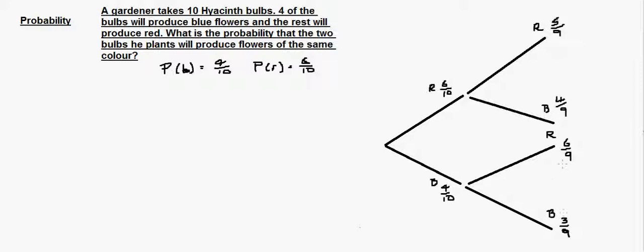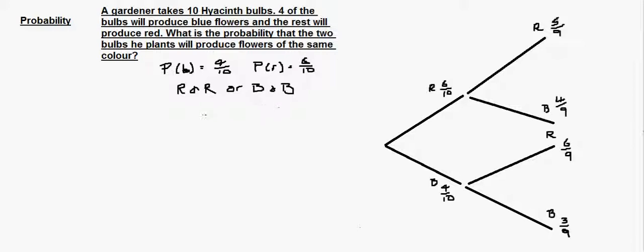So now we've got our tree diagram marked up and labelled. We can now answer the question. So the probability that 2 bulbs he plants will produce flowers of the same colour. Now, as I said in probability 1, for him to get 2 bulbs the same colour, or flowers the same colour, that will be a red and then a red, or a blue and then a blue.